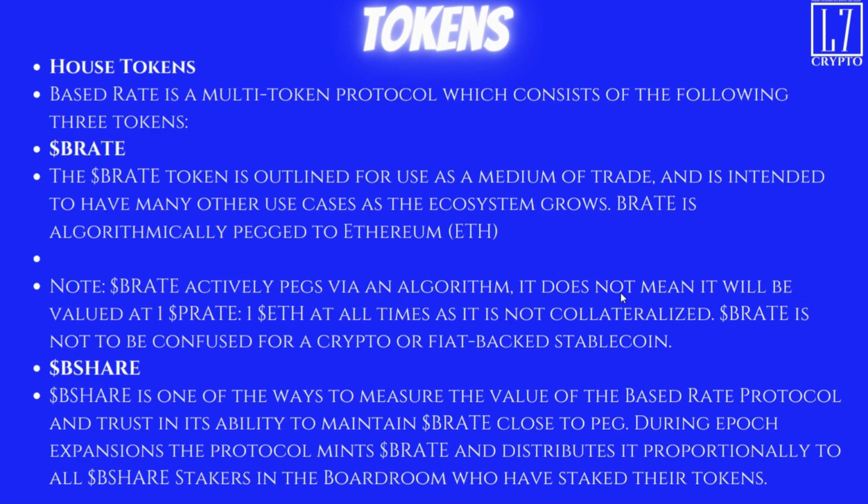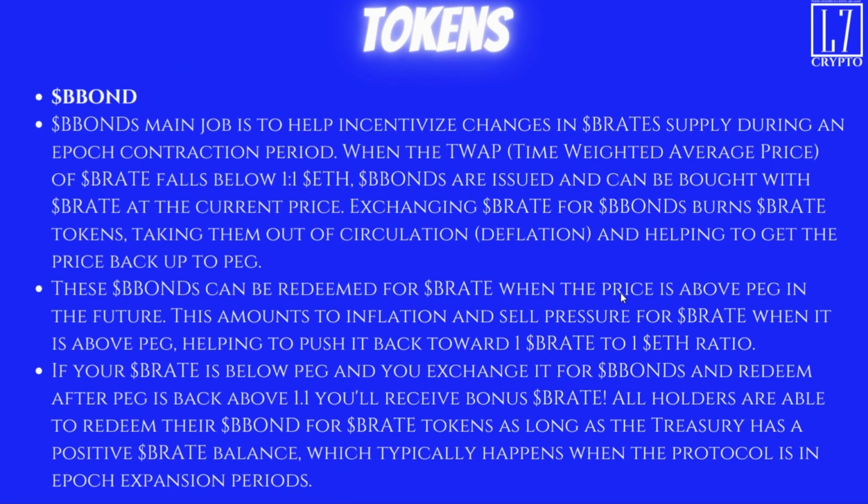The B share. The B share is one of the ways to measure the value of the Base Rate protocol and trust in its ability to maintain B rate close to peg. During epoch expansion, the protocol mints B rate and distributes it proportionally to all B share stakers in the boardroom who have staked their tokens. Then you have the B bonds that we just talked about before. The B bonds are only issued when we go under peg. The B bonds' main job is to help incentivize changes in B rate supply during an epoch contraction period.